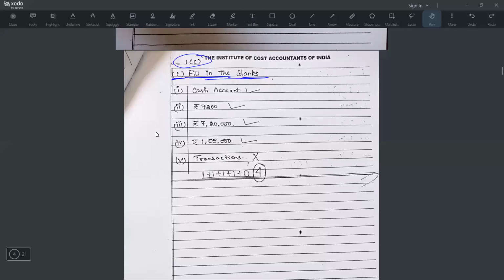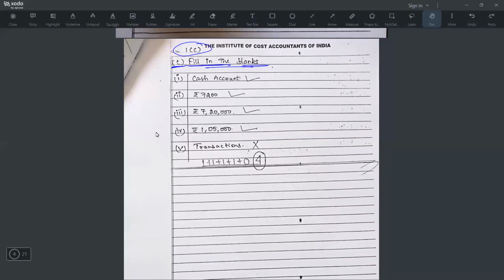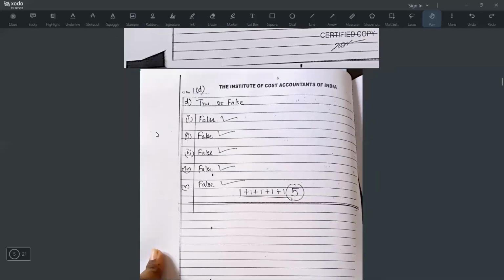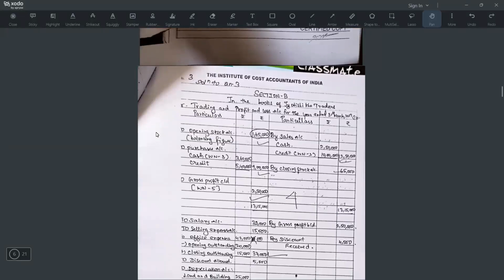Then you will write the filling the blanks on a new page. And then you will write true or false on a new page. If you write like this, it will ease the evaluator to correct it easily and to provide the marks very easily. Okay, next, we will come to the next part.